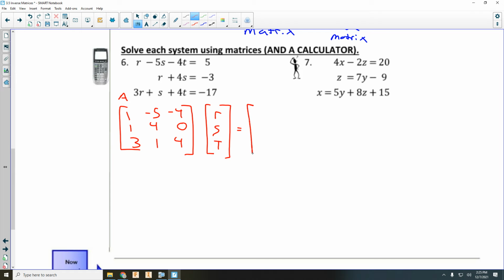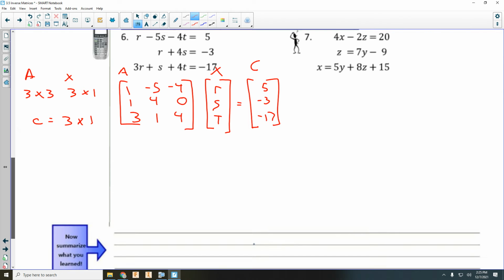What's the answer? We have our variable matrix, so this is our X matrix, and our matrix C. And what is A? A is 3 rows by 3 columns. Matrix X is 3 rows by 1 column. So my answer will be matrix C, 3 by 1, 3 rows by 1 column. So matrix C is the constants, which is 5, -3, -17.